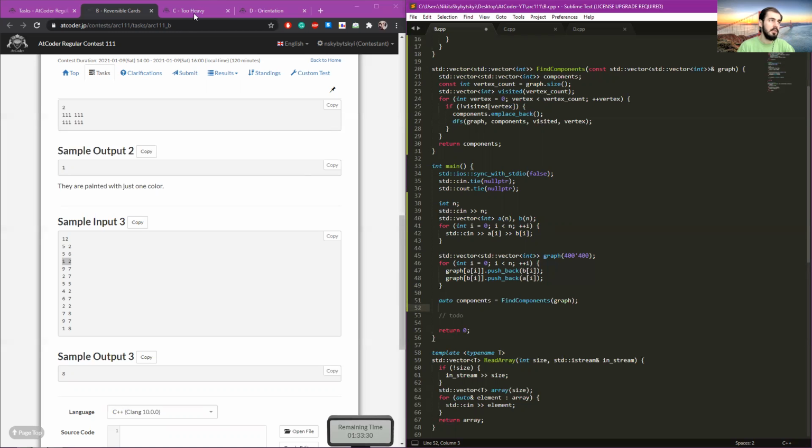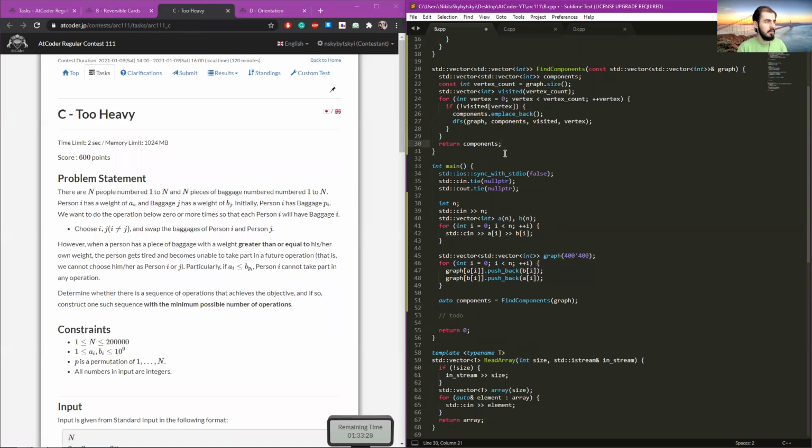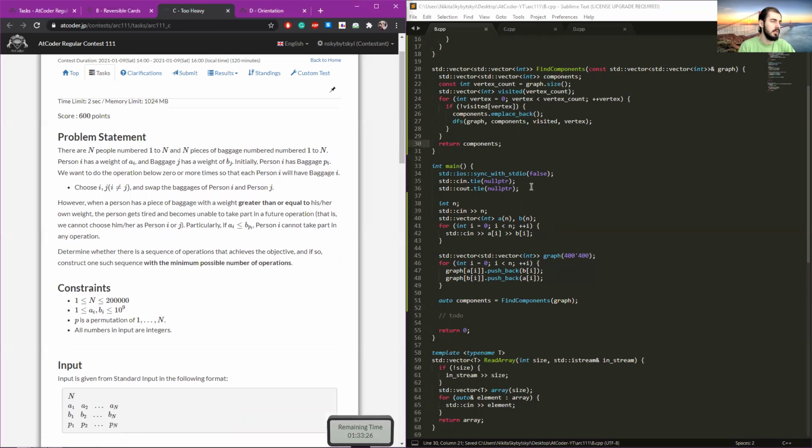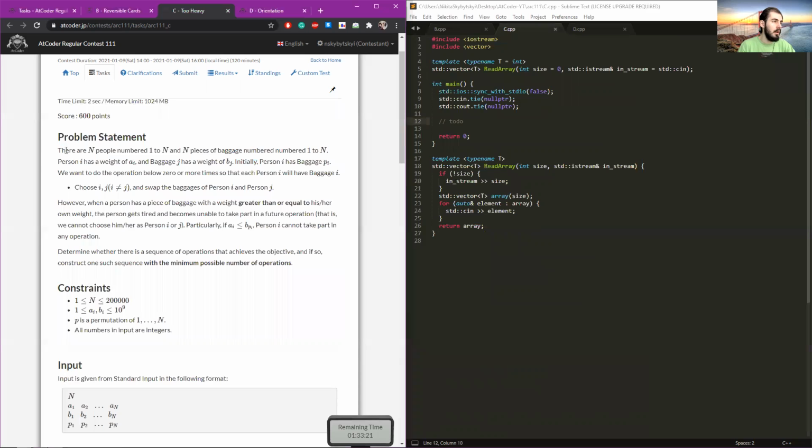No, I must be getting this problem very wrong. Let's check the next one, because something is wrong about this idea, but I don't know what. We have n people from 1 to n and n pieces of baggage. Person i has weight and baggage j has weight. Person i has baggage p_i. Okay, so we have a permutation basically.